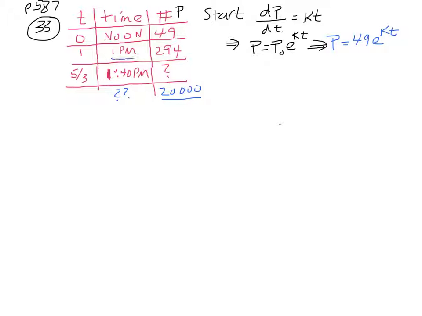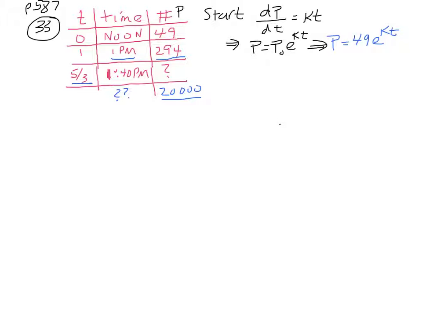At 1 p.m., there's 294. And at 1:40, which is 40 minutes, is 2/3 of an hour. So 1 plus 2/3 is 5/3. At time t equal to 5/3, we want to know how many there are. And then we want to turn it around and ask at what time there's 20,000.